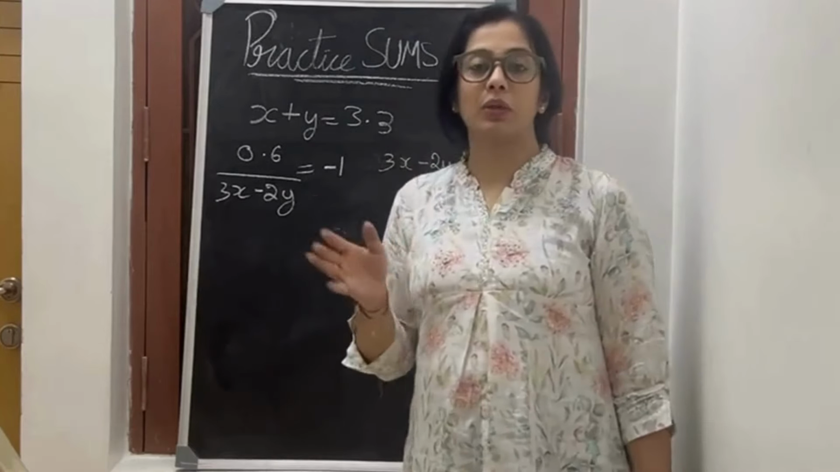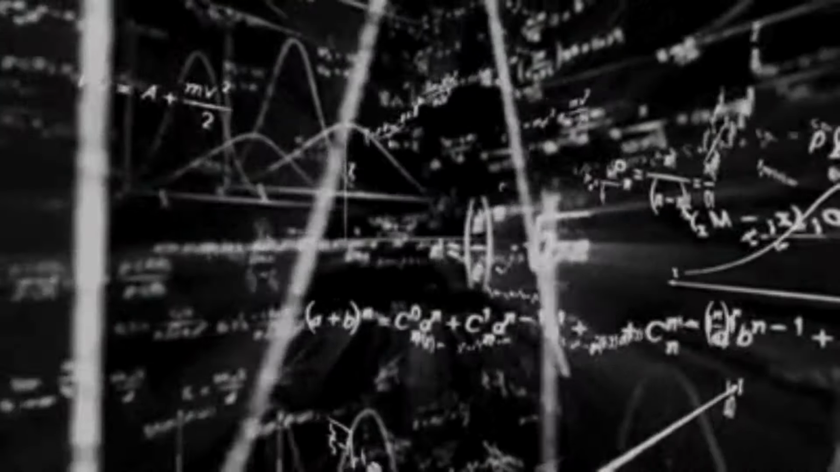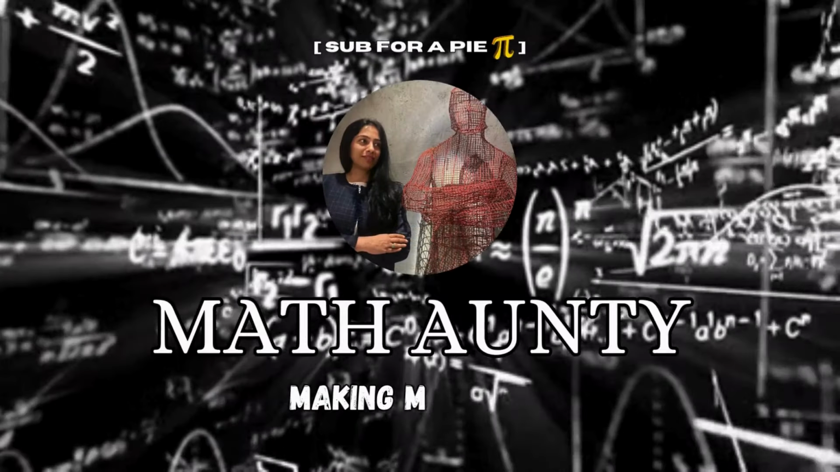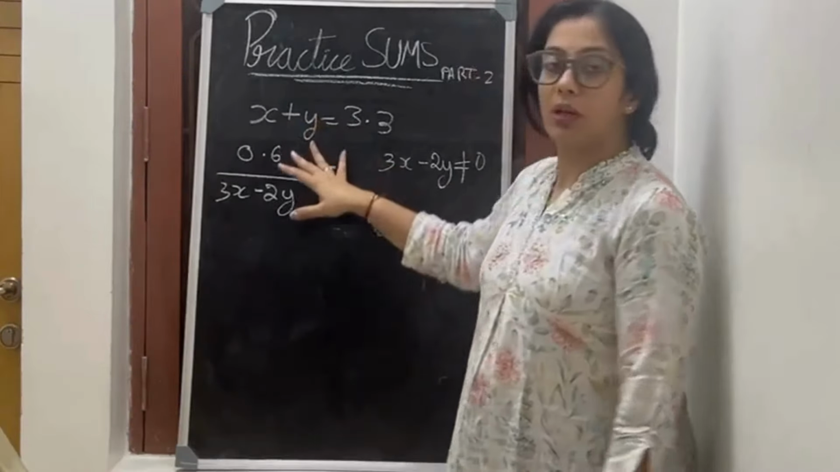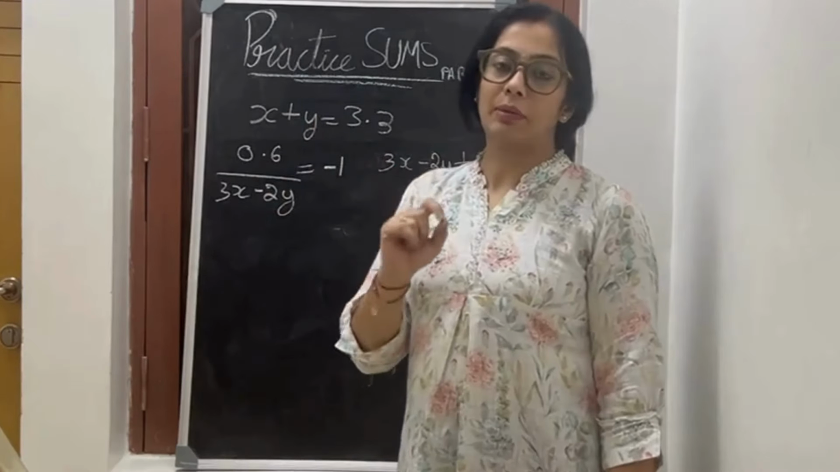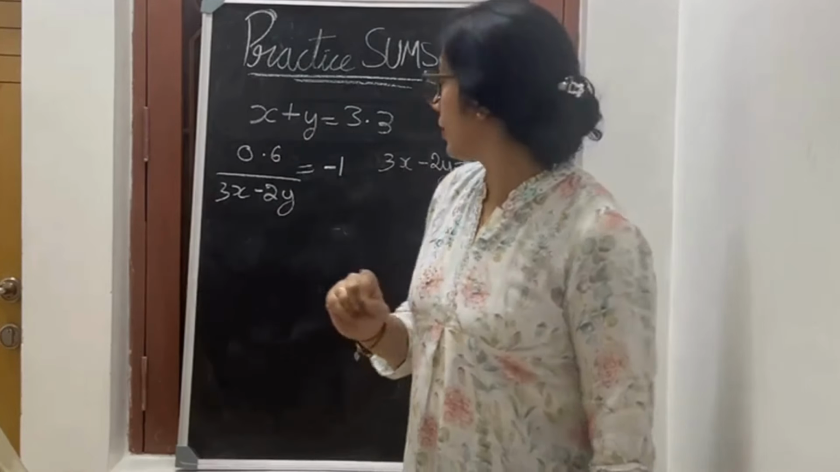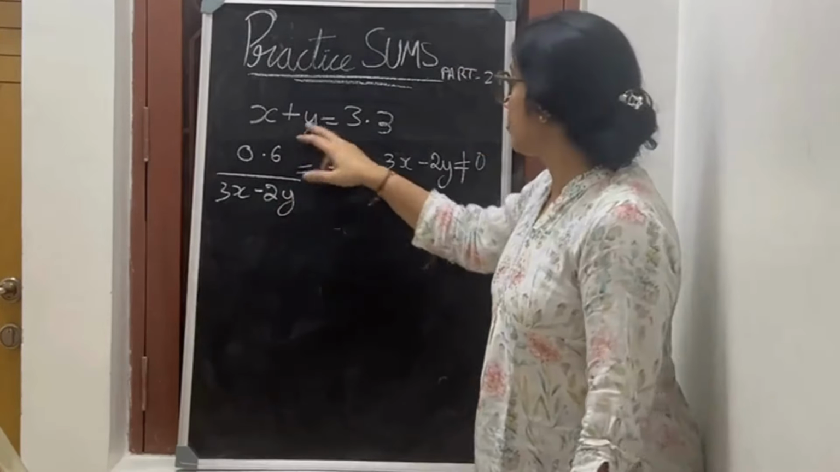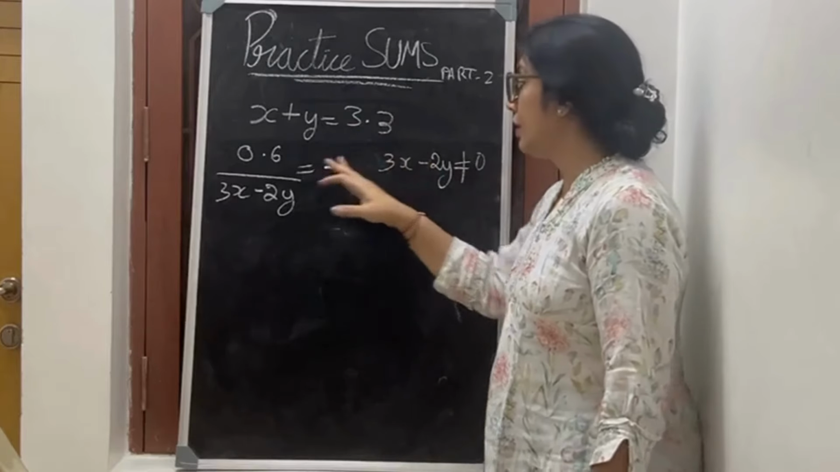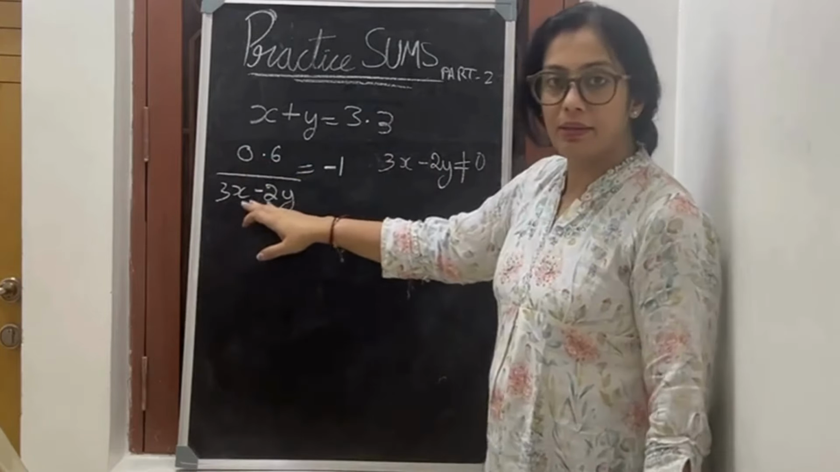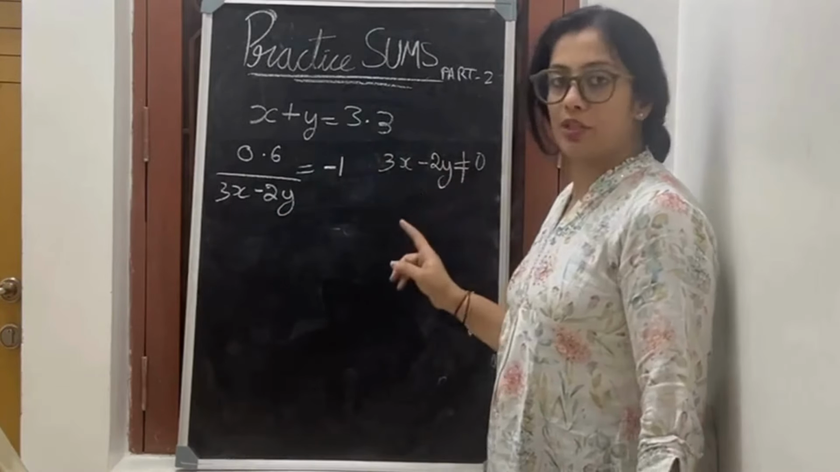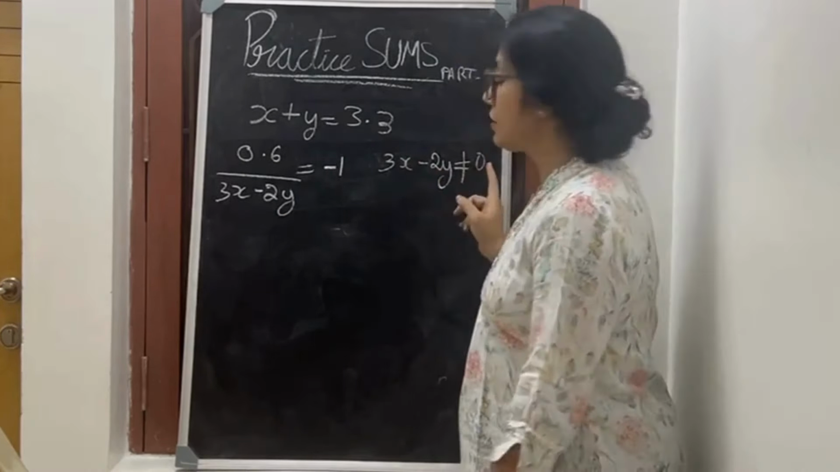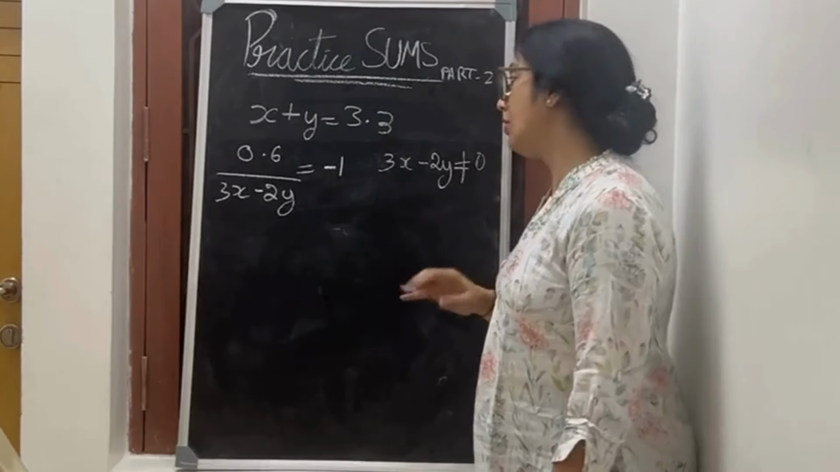Friends, I am back with Practice Sums Part 2. Now what I am doing is the chapter Simultaneous Linear Equations. The sum written here is x plus y equals 3.3, and 0.6 by 3x minus 2y equals minus 1. It's given in the question that 3x minus 2y is not equal to 0. So how will we solve this?